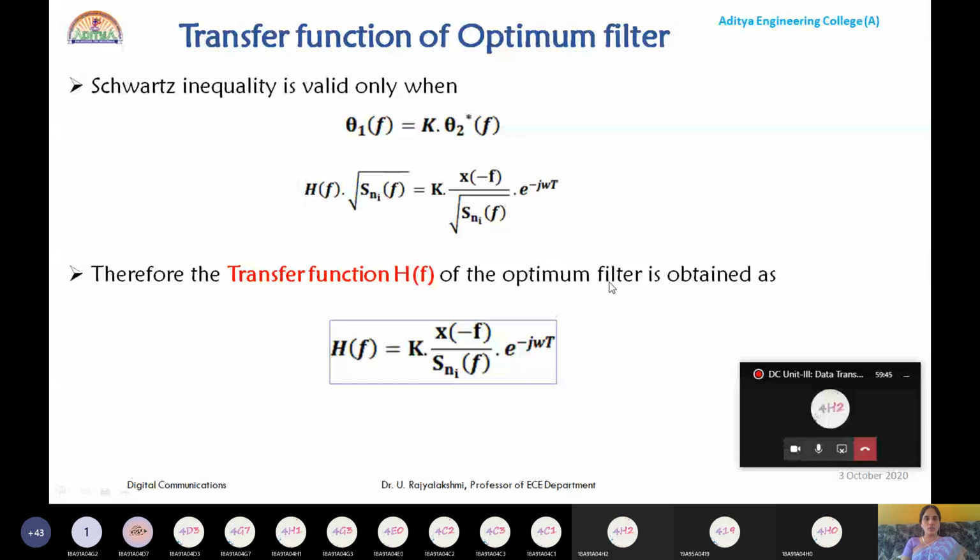So can you tell me the transfer function for the optimum filter? Just read this expression, that is enough. H of f is equal to k into x of minus f by SNI of f into e power minus j omega t. Okay, thank you.